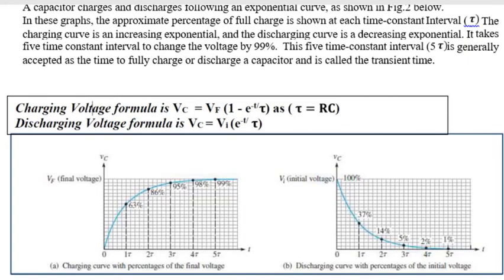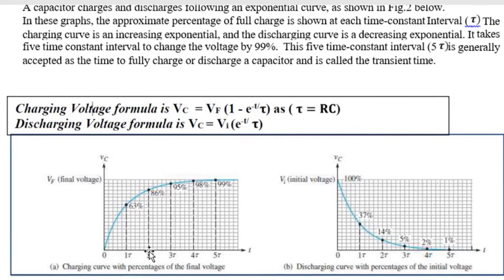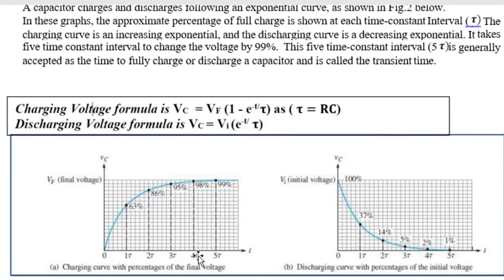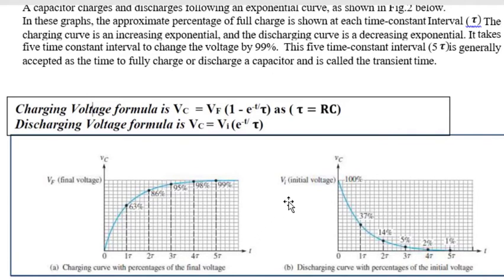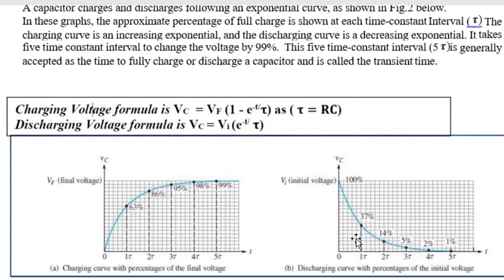The time for voltage charging is not expressed in seconds or minutes. It is expressed in time constants: 1, 2, 3, 4, 5 time constants. Also, the time for discharging is not expressed in seconds or minutes. Also, it's expressed in 1, 2, 3, 4, 5 time constants.